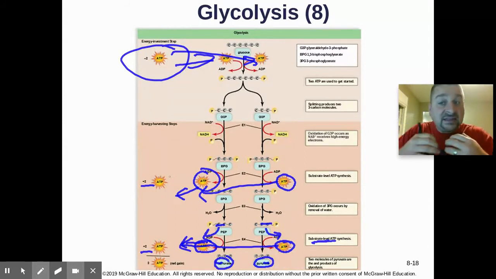You're not getting a ton of energy, but it can happen quickly, and it doesn't need oxygen, it doesn't need a special organelle. You just have to have the right enzymes to go a few steps, and you're going to get a net gain of 2 ATP. So as long as you have sugars to break down, you're going to be getting 2 ATP, 2 ATP, 2 ATP, and just about all living things do this.